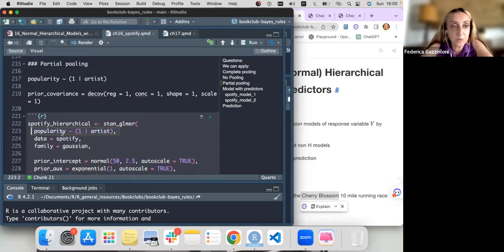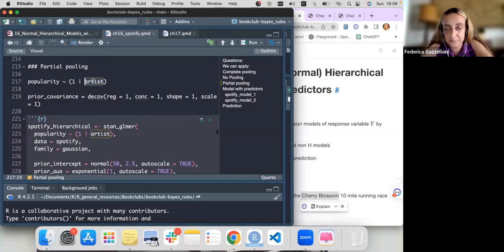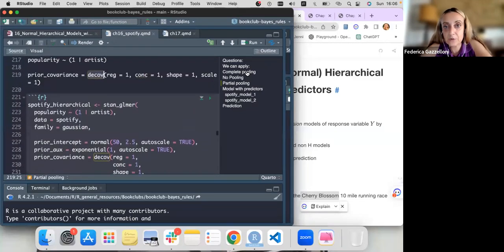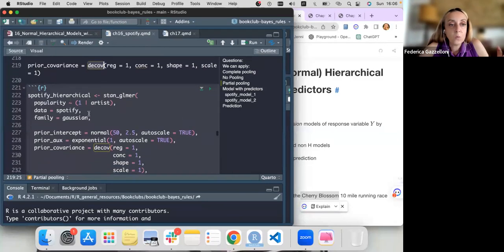So without predictors, what we did was this type of formula inside the model: popularity, and then we set the intercept, which is a type of model that is randomly varying with artists. And then we use this to calculate the covariance, and we put this in the model, and that was the difference from complete pooling and no pooling. So partial pooling is grouped, but not totally grouped. But we haven't used any predictors.